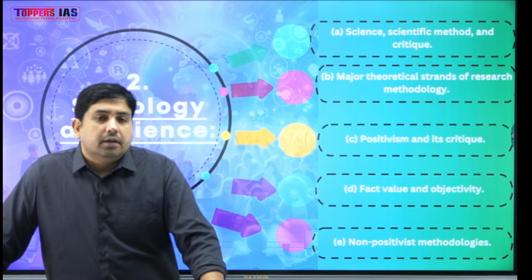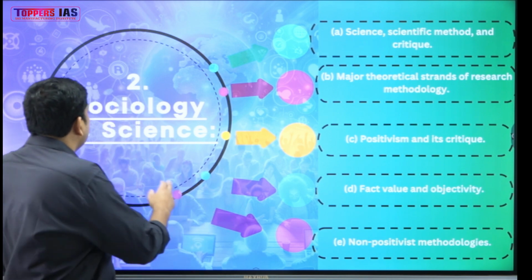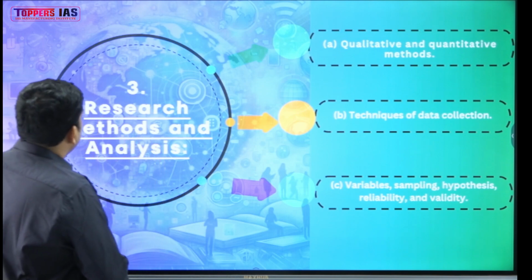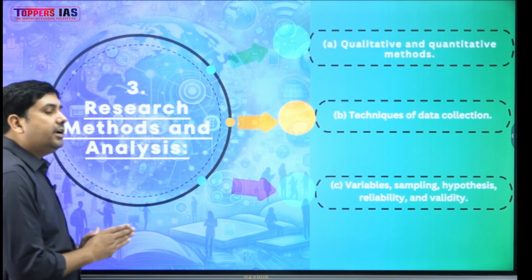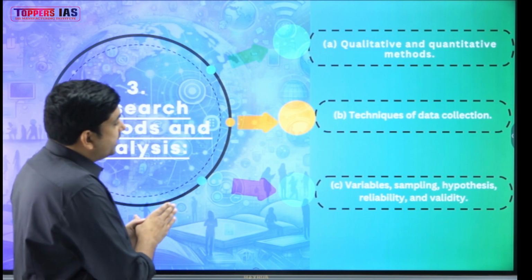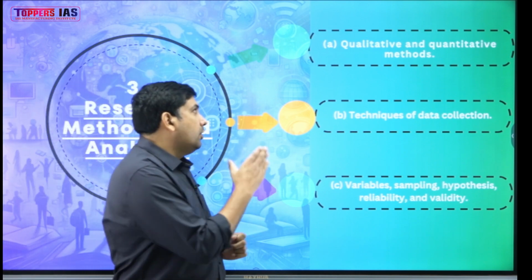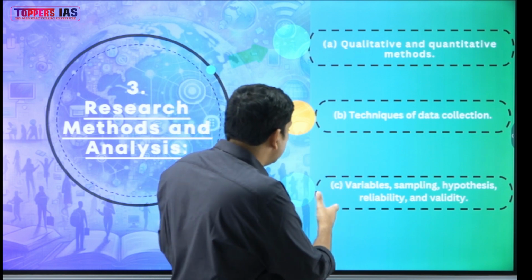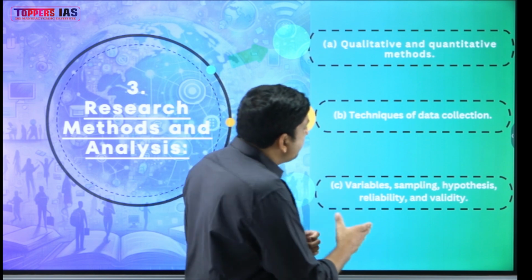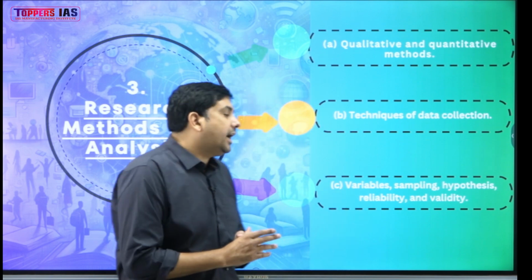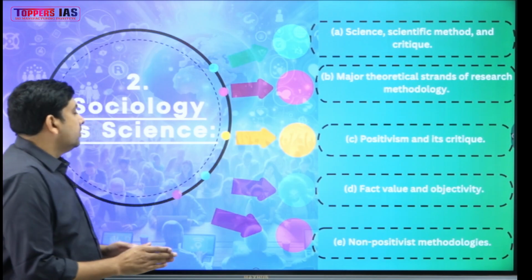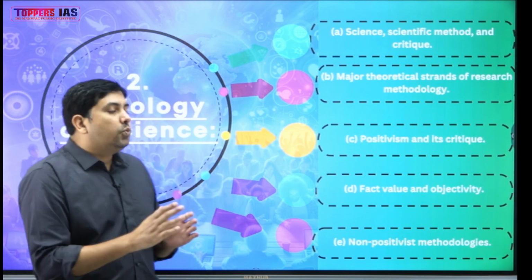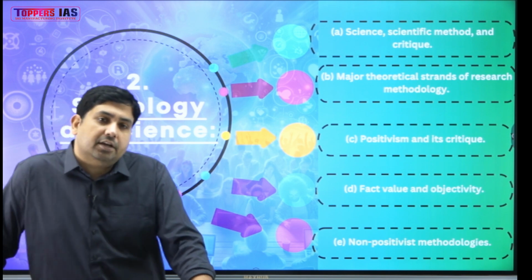Clear? So this was the second unit, and if we look into the third unit, research methods and analysis, here there are 3 subtopics: qualitative and quantitative methods, techniques of data collection, and third is variables, sampling, hypothesis, reliability and validity. So combining topics 2 and 3, we actually call it the methodology topic.